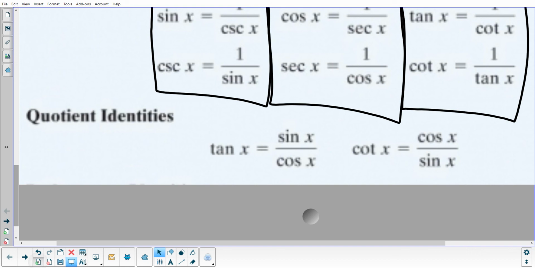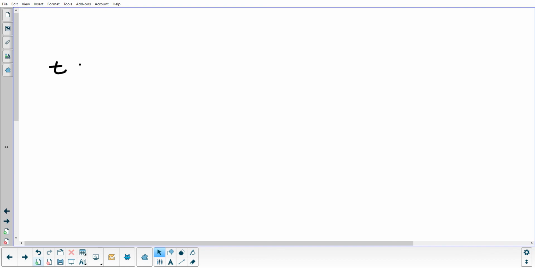Now, let's say we had something like this. Tangent squared. What does that mean? If you didn't write that with an exponent of 2, how would you write that out?